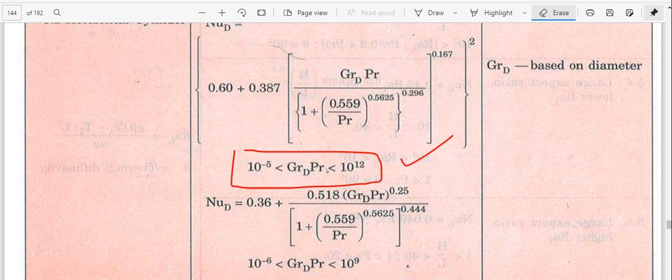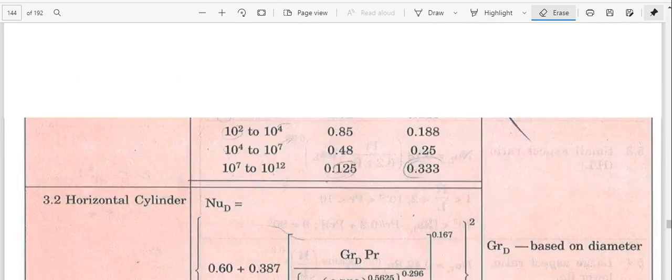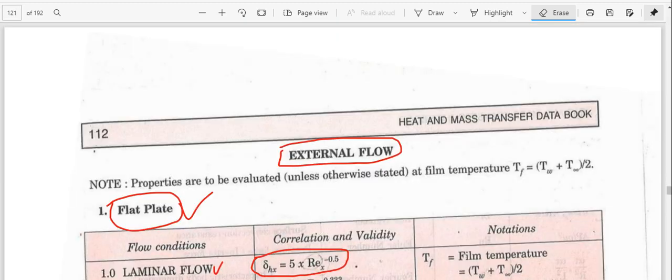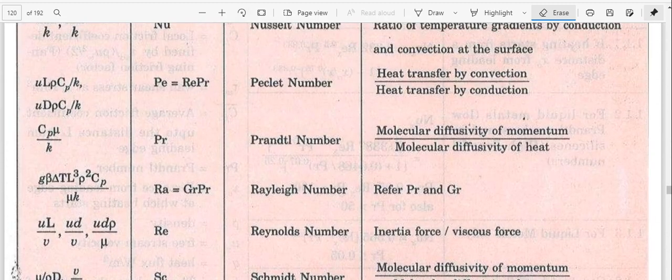So here, 10 power minus 5 to GrDPr less than 0.5. What is the GrD and Pr value? So here, GrD and Pr value from data book page number 111.